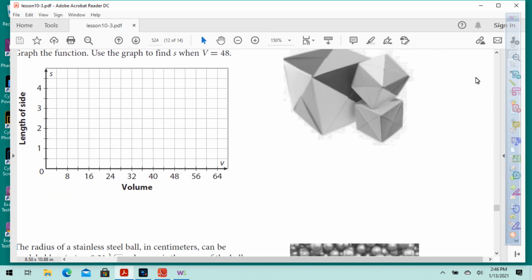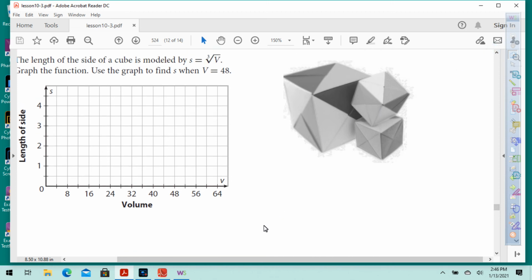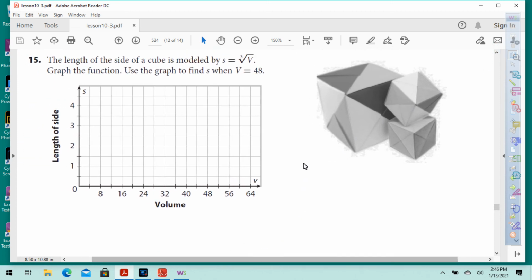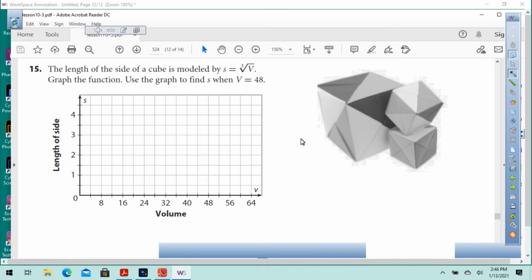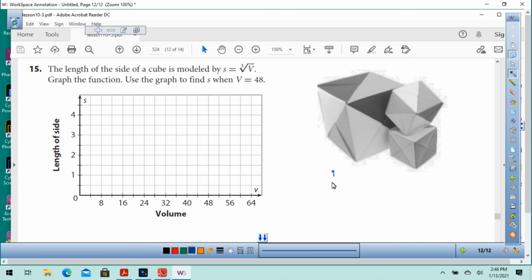Oh, good. We got us a word problem. The length of the side of a cube is modeled by s equals the cube root of v. Graph the function. Use the graph to find s when v is 48. Okay. Well, let's see here. So s equals the cube root of v. That means h is 0 and k is 0. Okay? a is 1 and b is 1.